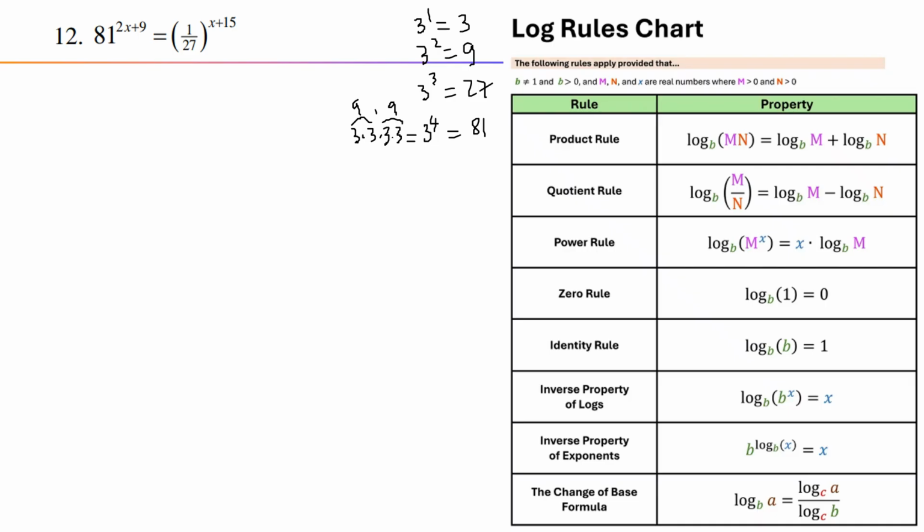Now 81 is 3 to the power of 4. 2x plus 9 is still outside. Inside we have 3 to the power of negative 3. Remember, because it's a reciprocal of that, we flip, right? We flip and then we change the exponent to the opposite sign. So it's from positive 3, and when you flip, it becomes negative 3, x plus 15.